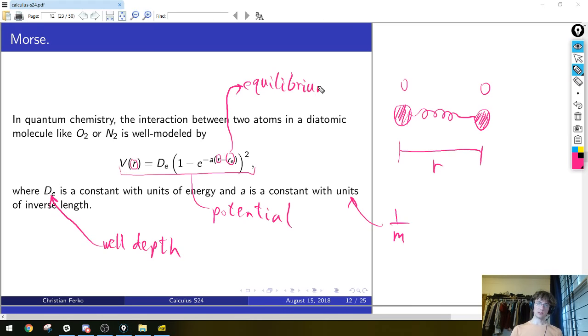This just means if the two atoms are not moving, they're just sitting very calmly at whatever length they prefer to be apart, that length is R sub E, the equilibrium radius.